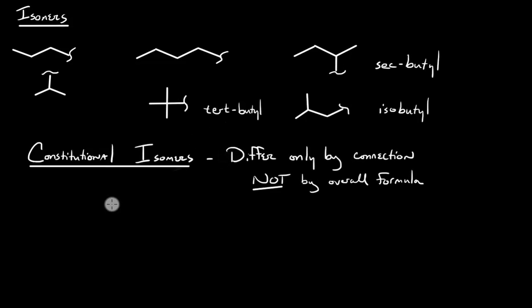Another example of a constitutional isomer pair would be these two molecules. Notice that while these two molecules have the same number of carbons and the same number of hydrogens, these two methyl groups are attached to different positions overall on the cyclic ring. And so because of this, these two molecules would be referred to as constitutional isomers. We could also have a different type of isomer pair where these two molecules don't differ in the connection points between the atoms, but they do differ in the three-dimensional orientation of the attachments. So this would be an example of that.